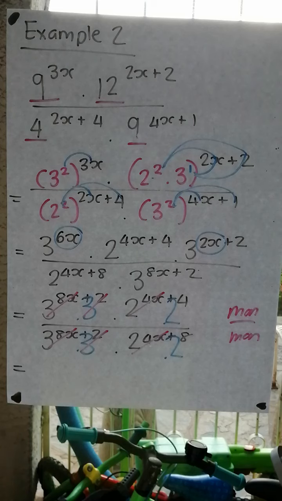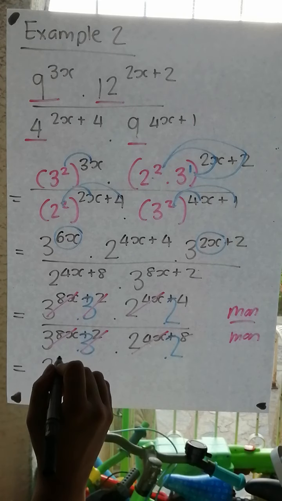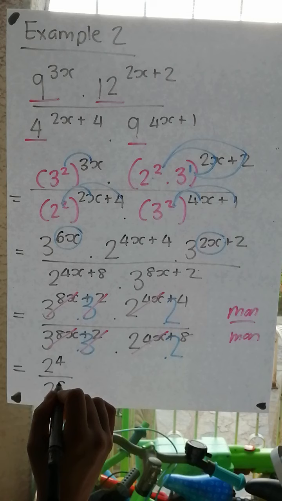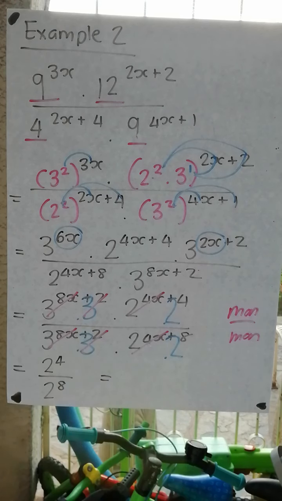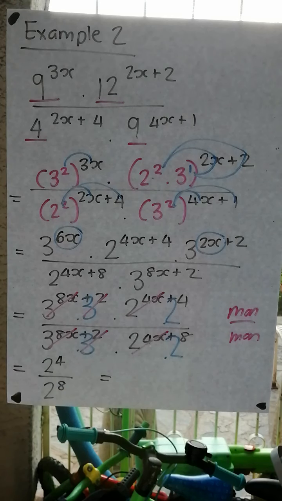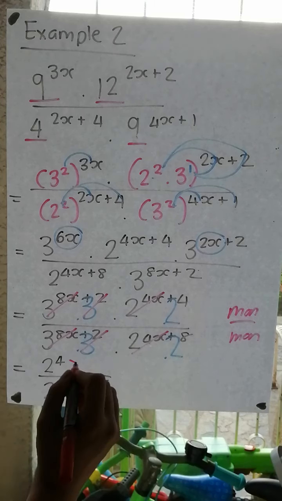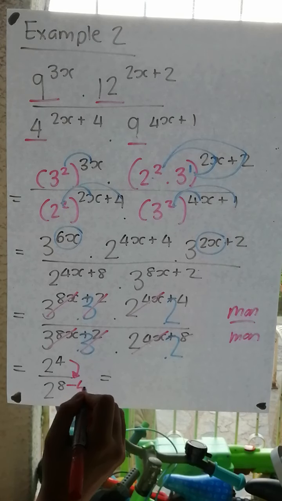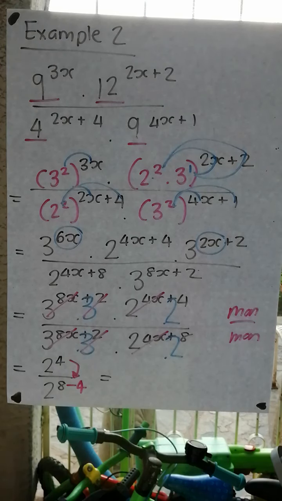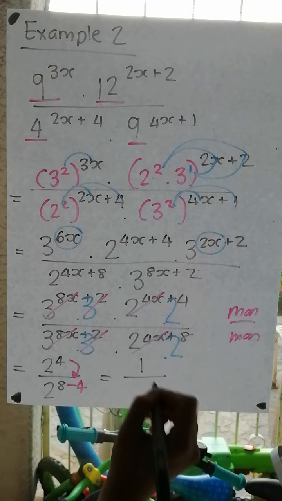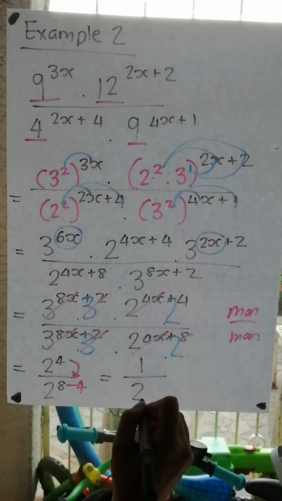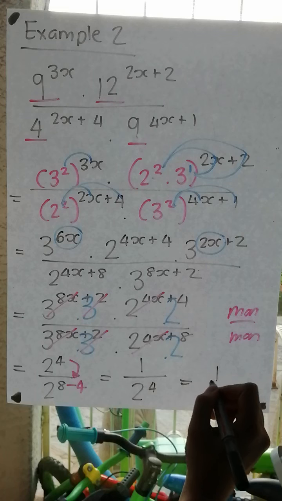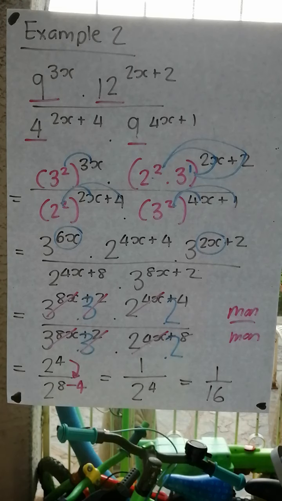And what am I left with? I'm left with 2 to the power of 4 over 2 to the power of 8. Division, so that means I must subtract. Where does my subtraction happen? It happens in the denominator because I move the smaller to the bigger. So it becomes minus 4 in the denominator. 1 in the numerator, and I have 2 to the power of 4, which is 1 over 16. And that's example 2.